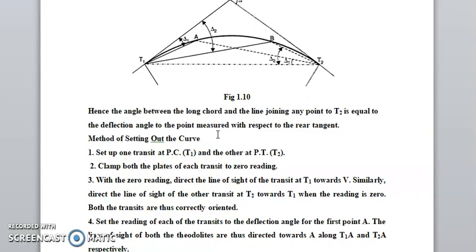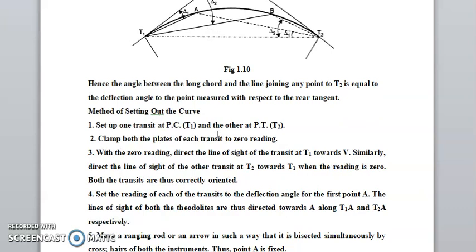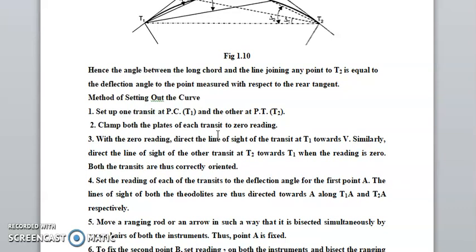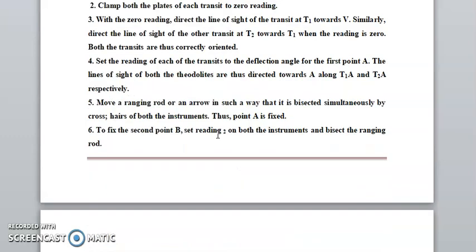Set the reading of each transit to the deflection angle of the first point A on the respective side of both theodolites, directed along T1A1 and T2A2. Move a ranging rod or arrow in such a way that it is bisected simultaneously by the crosshairs of both instruments. Thus the point is fixed.